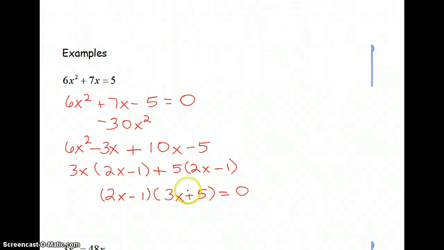So now I know that I'm just going to set each thing equal to 0 to get my answers. So one answer is 2x minus 1 equals 0. So x is 1/2.